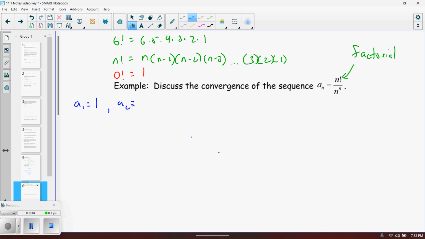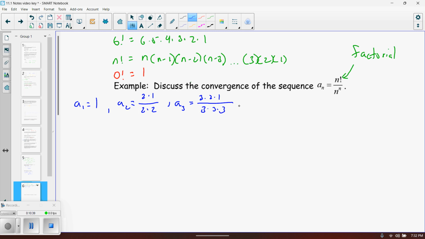Okay, a sub 2 on the top would be 2 times 1. I'm actually going to write it out as 2 times 1. In the denominator, that would be 2 to the second power, which is 2 times 2. There is a reason that I am writing it this way. A sub 3 is defined to be on top 3 factorial, which is 3 times 2 times 1. The denominator is 3 to the third power, which is 3 multiplied by itself 3 times.